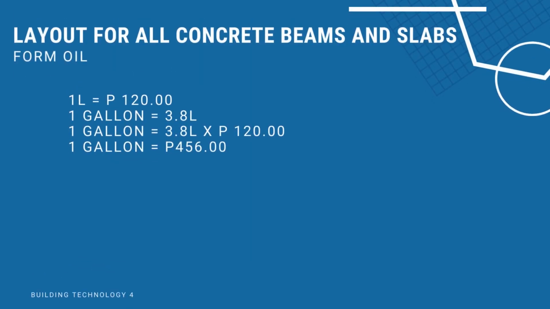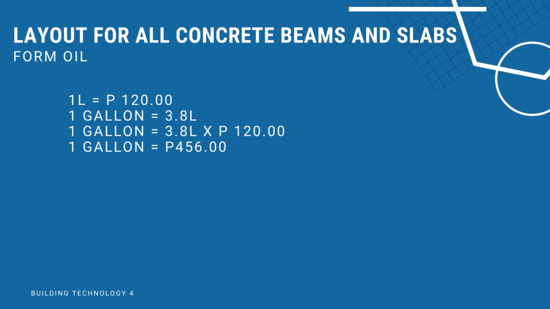And last is to calculate the form oil. 1 liter is equal to 120 pesos. In 1 gallon, we have 3.8 liters. So 1 gallon is equal to 3.8 liters. We multiply it by 120 pesos. So the cost per gallon is 456 pesos.